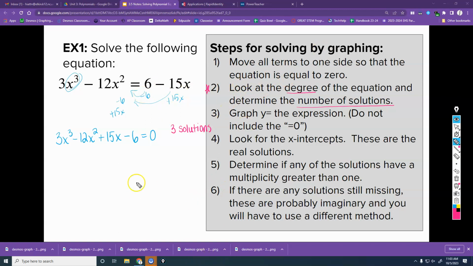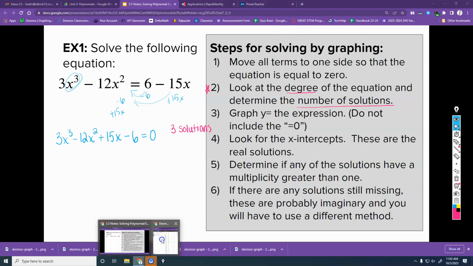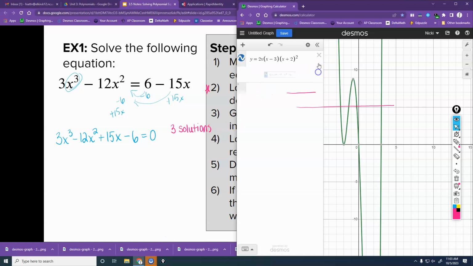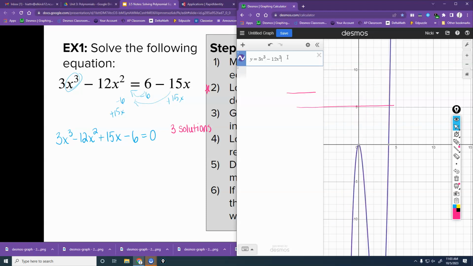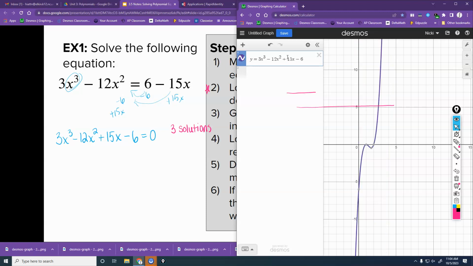So we are going to go to Desmos, and I'm going to just put it up here. You guys can just watch right now. So if I pull up Desmos, you want to type in the equation. You can put a y equals if you want. You're going to do 3x to the third minus 12x to the second plus 15x minus 6. Do not put the equal 0 on the end. If you put the equal 0 on the end, it will not graph it correctly.